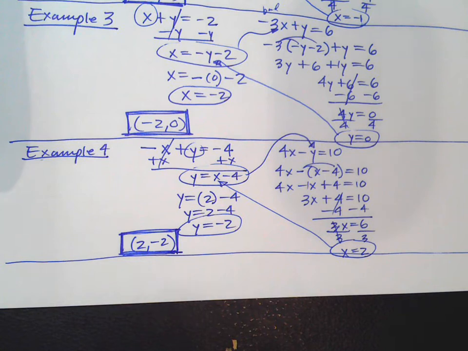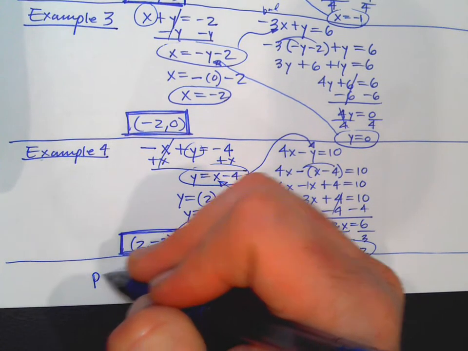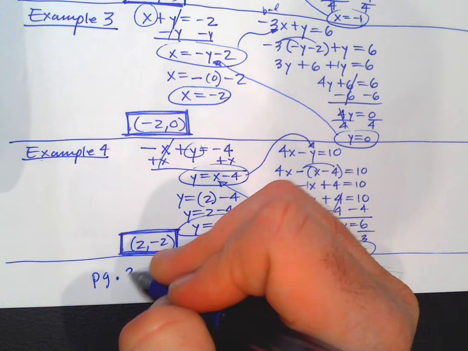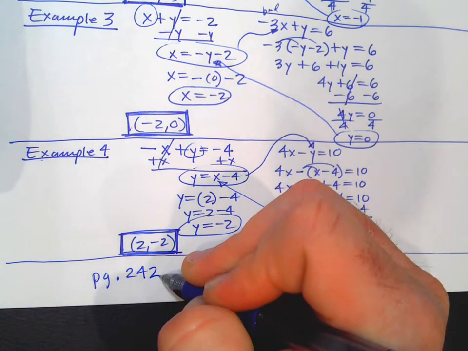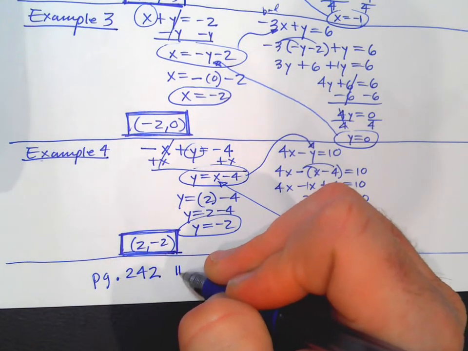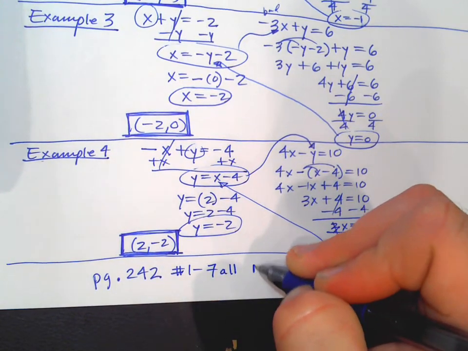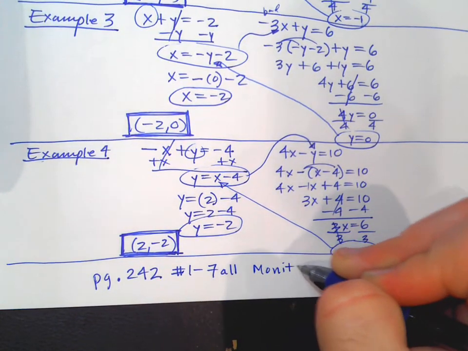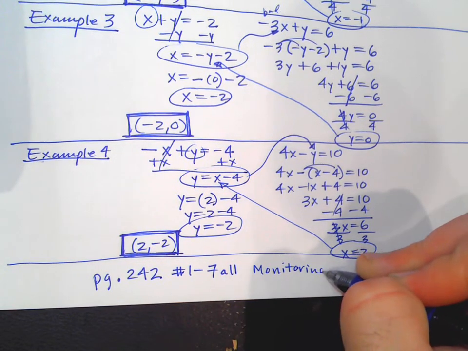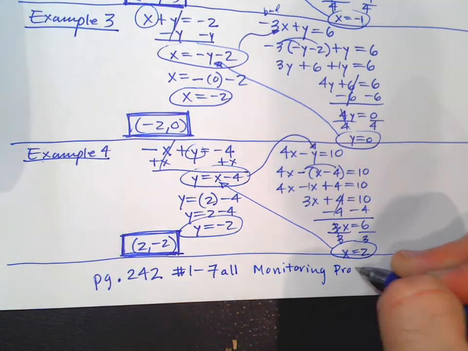You can kind of get a routine. So today's classwork is going to be page 242, number 1 through 7, all starting on page 242. We're going to do the monitoring progress. And they're at the bottoms of each page.